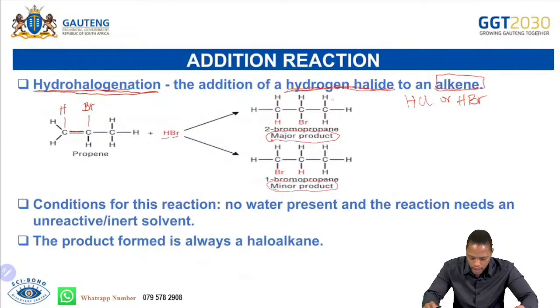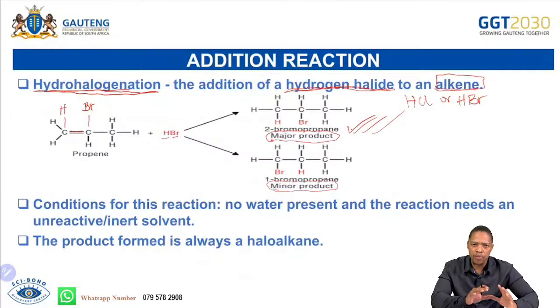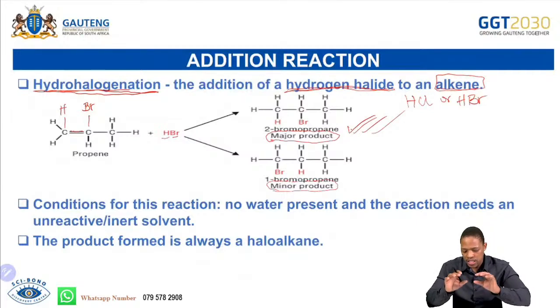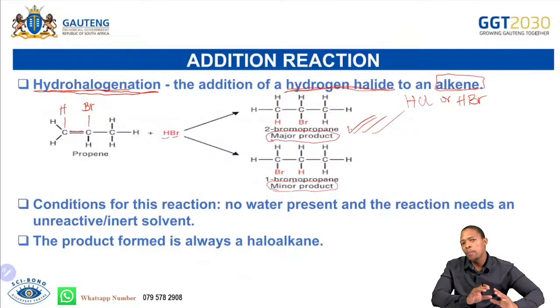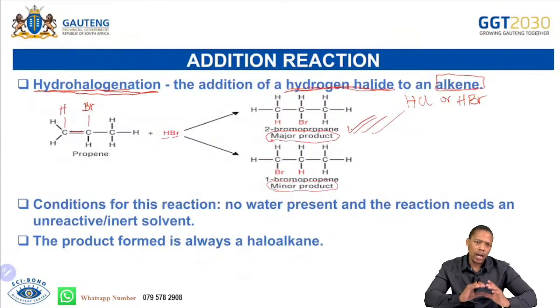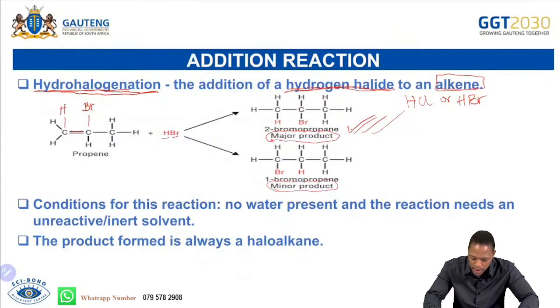I hope everyone understands me. What I'm saying here is that we have two possible products, but the one that will be formed the most is the major one in this reaction. Hence, it is the one we are going for. So always form the major product. And how do you do that? You say the carbon that already had more hydrogens takes the hydrogen, and the carbon that had fewer hydrogens takes the halogen, which is the Br in this case. And this is how you form a product.